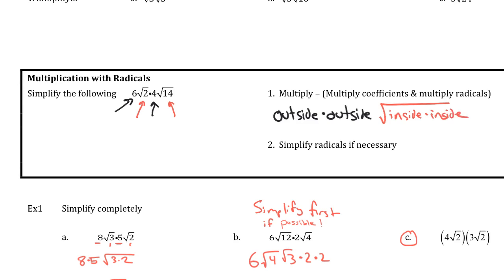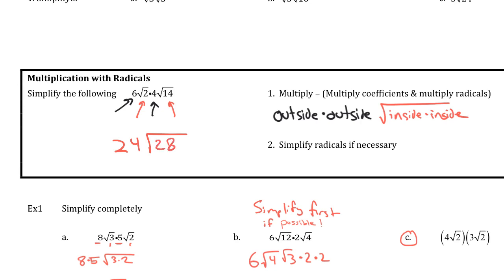And what you'll notice here is there's no addition, no subtraction. It's 6 times square root of 2 times 4 times square root of 14. So you multiply the numbers that are in the same form as each other. So 6 times 4 would be 24. Square root of 2 times 14 would be 28.